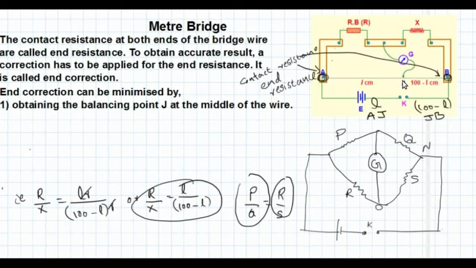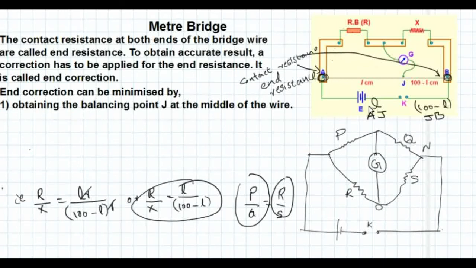So when we move the jockey over this wire, the resistance of the side AJ and resistance of the side BJ will be changing continuously. So at some point over this wire, we will get a null deflection for the galvanometer. So when we get a null deflection, or a zero deflection, for the galvanometer, for some point over this wire with the help of this jockey, we can say we got a balancing condition. That means P by Q equal to R by S condition is attained.